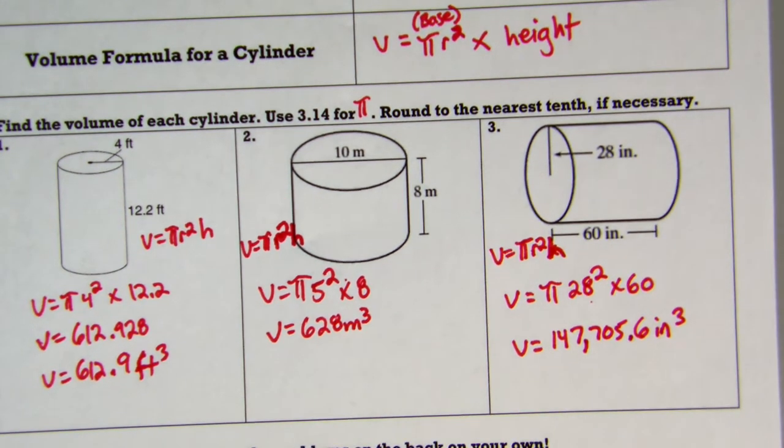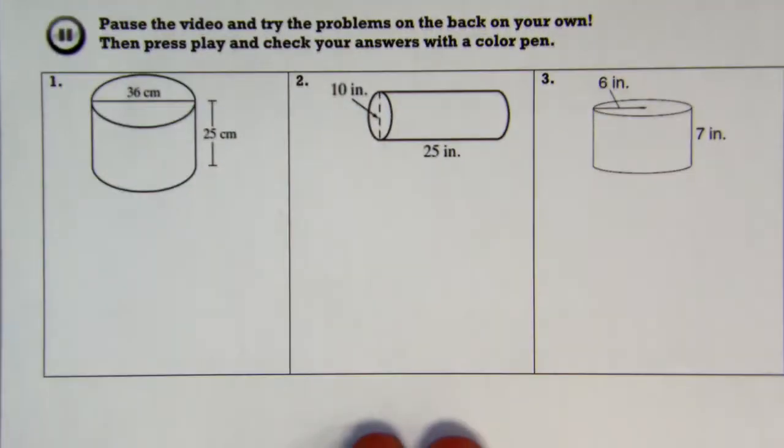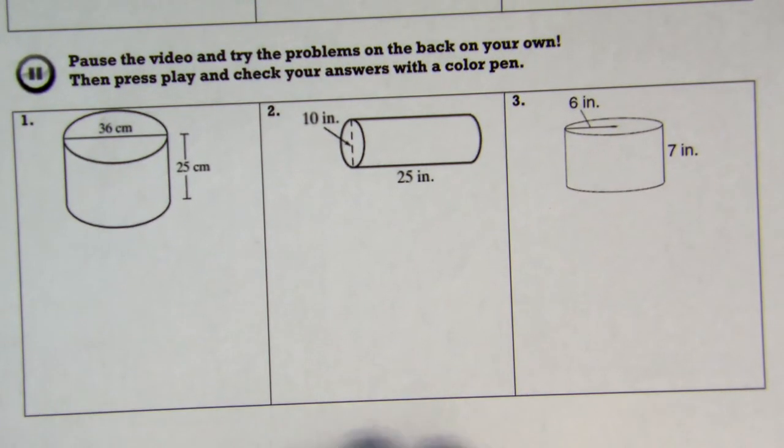What we'll go ahead and do is pause your video now. Go ahead and solve these 3. Make sure you're writing down the equation every single time. It's going to help you remember it. It's pi r squared as your base, and then times the height.